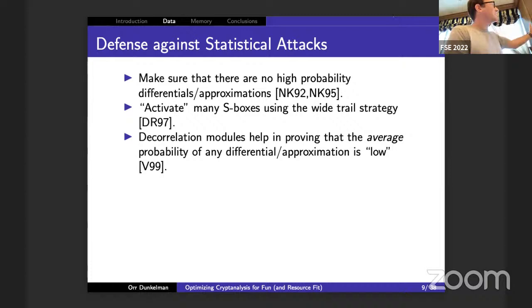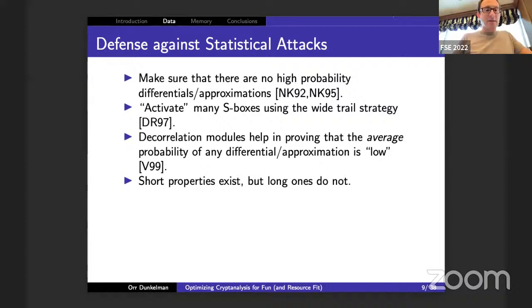And we have these techniques to protect us against the cryptanalytic attacks. And they make sure that the probabilities that you're working with are as low as possible, making the data complexity as high as possible. So because we have lower probabilities, that means more data, and we want to reduce the data. So the question is how to counter these techniques. And to some extent, you have to remember that all these techniques still allow for short properties to exist. It's very hard to have a full resistance to differential cryptanalysis or linear cryptanalysis after 1 round.